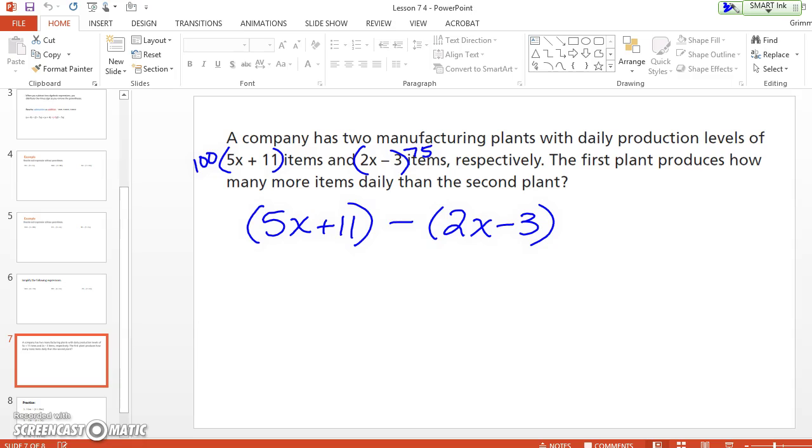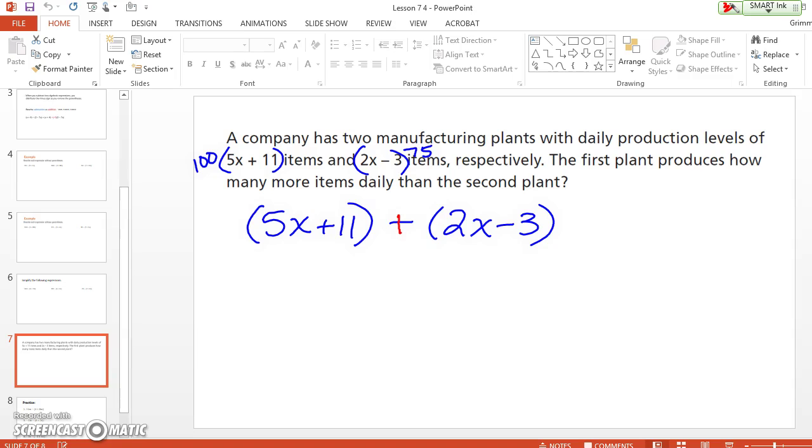Respectively, do you guys know what respectively means? No, it just means in order. You know, like there's the first one, there's the second one. Okay, so all we have to do is change our signs and distribute, and we're going to have this thing done. This would be really easy.